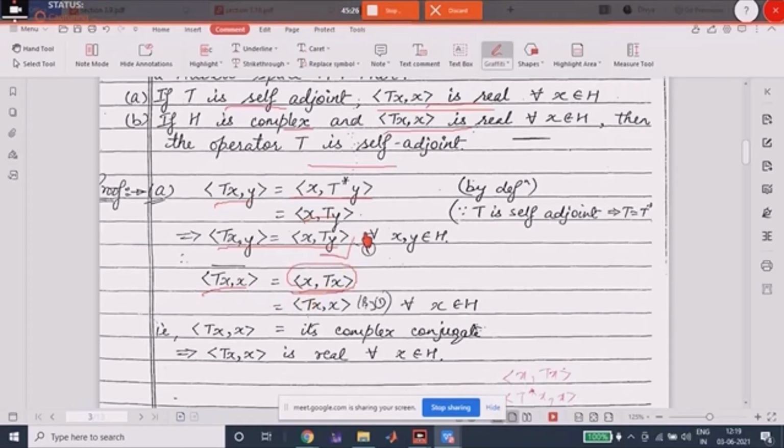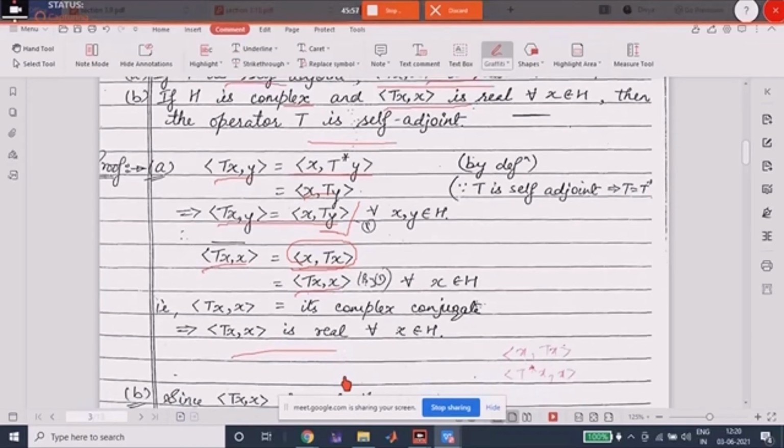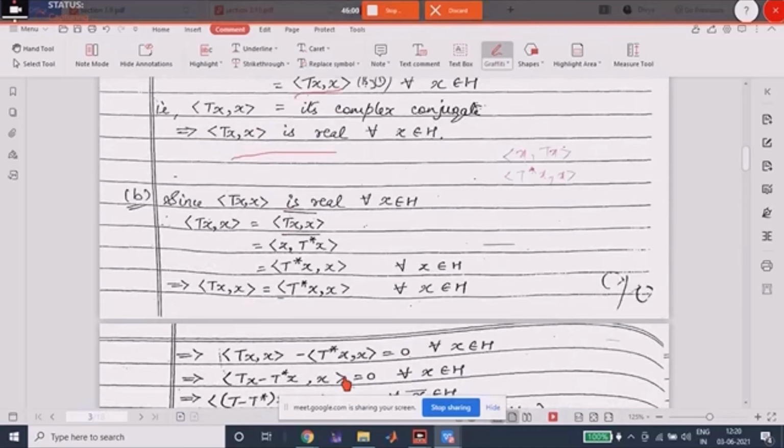Now since this holds for all x, substituting y equal to x, we have the conjugate of Tx, x is equal to x, Tx by equation 1, and this x, Tx is equal to Tx, x by equation 1, right? So therefore this inner product Tx, x is real, right? Now second, what we had to consider was if H is complex and this inner product is real, then the operator is self-adjoint. So for that, let us consider this first, that H is a complex space and this inner product is real. Any doubt in this?